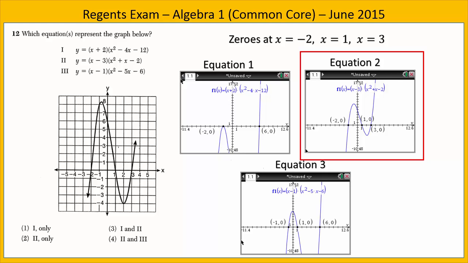It looks like equation 2 is the only one that has the same zeros, and therefore it's the only one that could be used to represent the graph. Read the choices carefully, and we see that choice 2, equation number 2, is the correct answer. How about an algebraic method?